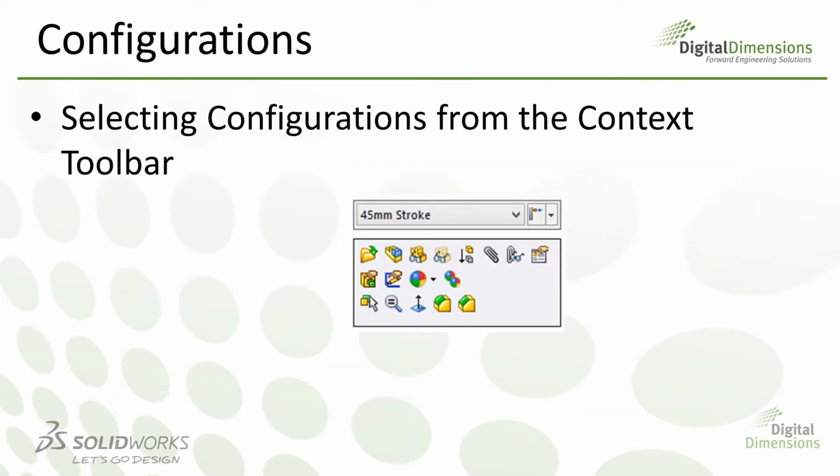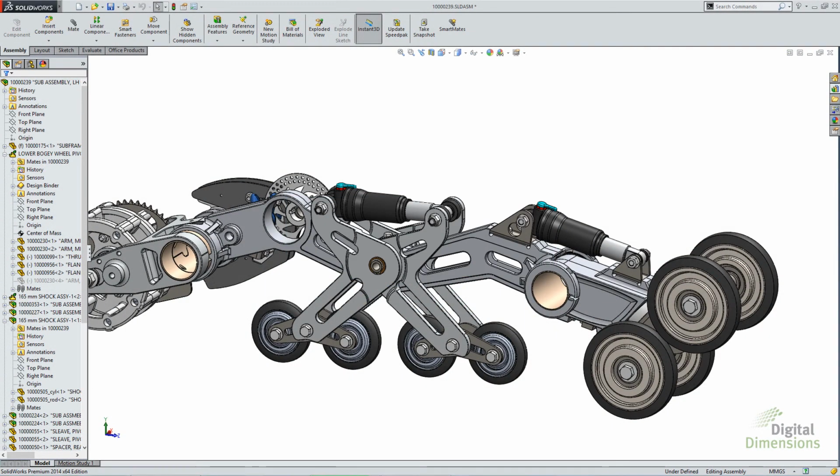Our final enhancement to configurations is selecting configurations from the context toolbar. And it is just like it sounds. It's a small little enhancement, but it's a very powerful one and a very useful one. If we jump into SolidWorks and take a look at what I'm talking about, if you select any component, you get the context menu here. You'll now have the ability to switch configurations straight from this context menu. So no longer do you have to go through and go to the properties of each component and switch configurations. You can just do it on the fly.